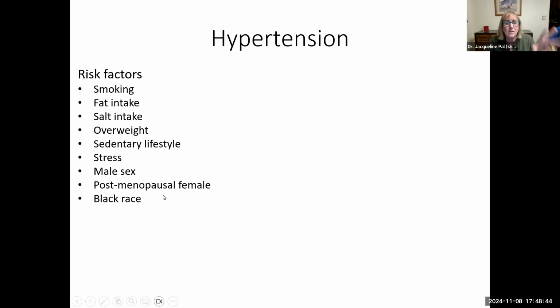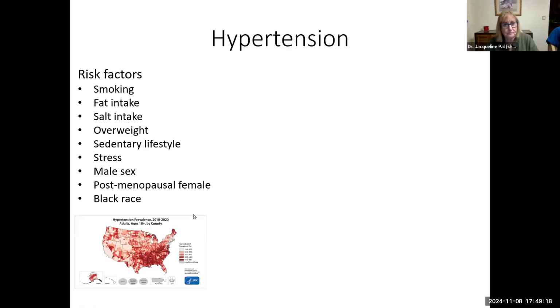Okay, then let's talk about your sex. Men are more likely to have high blood pressure because women have hormones that help us until we hit menopause. So yes, both sexes: postmenopausal women as well as men. And then the Black race, and that's because they process their salt differently. So any salt intake in the Black population affects them differently.